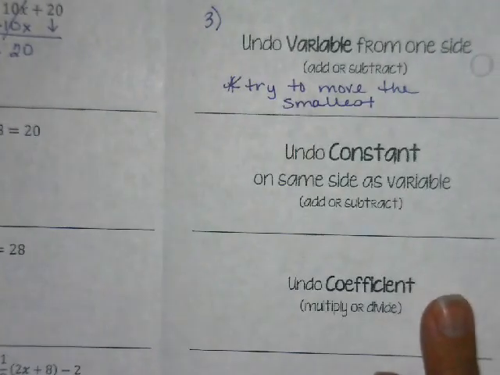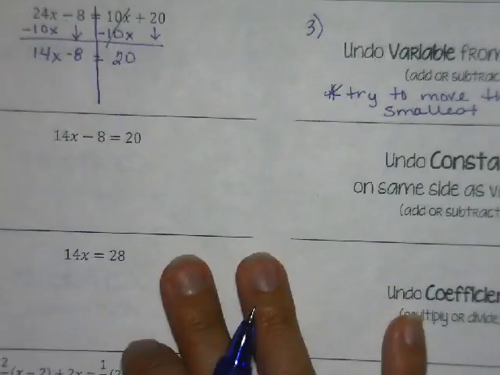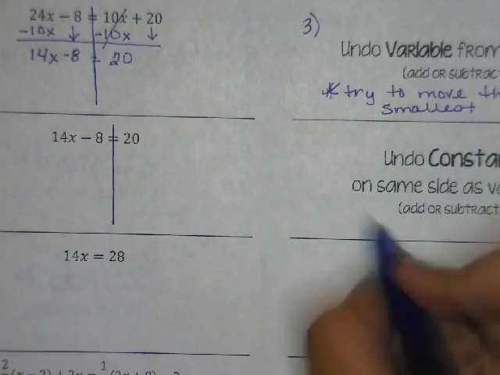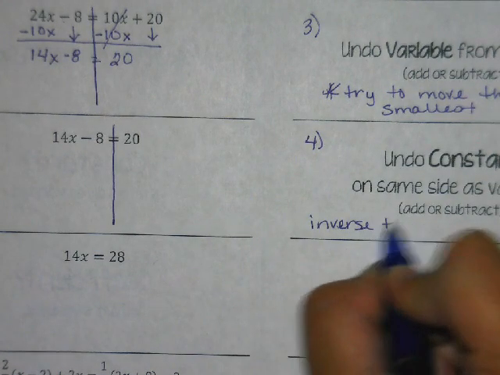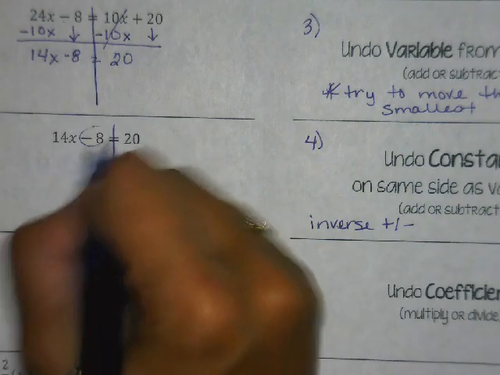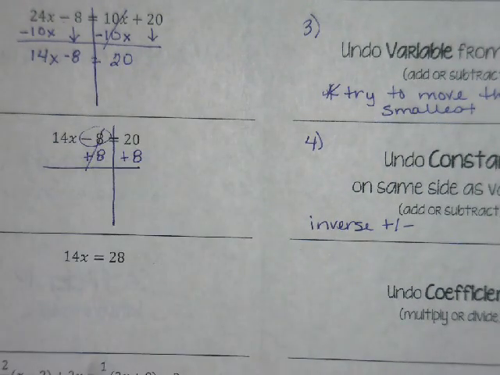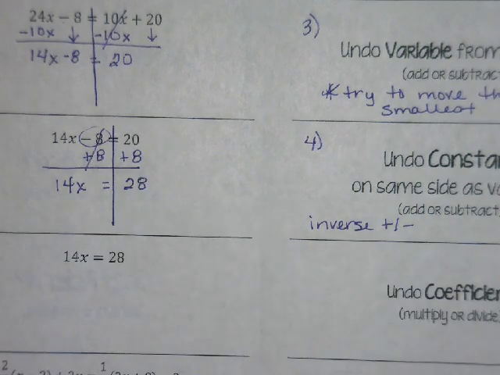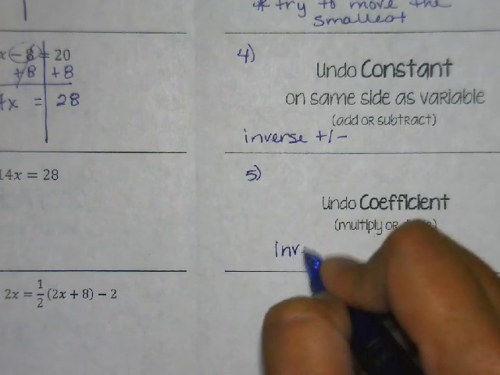and now it looks like what you did in 6th and 7th grade. Undo the constant on the same side as the variable. So this number that is with the variable that doesn't have the variable on it, we're going to undo, right? Or inverse, add, subtract. So the inverse of a minus 8 is to add 8. Because we want that to zero out. Remember, our goal is to get that variable alone and positive. And then undo our coefficient. So that is our inverse, multiply, divide.